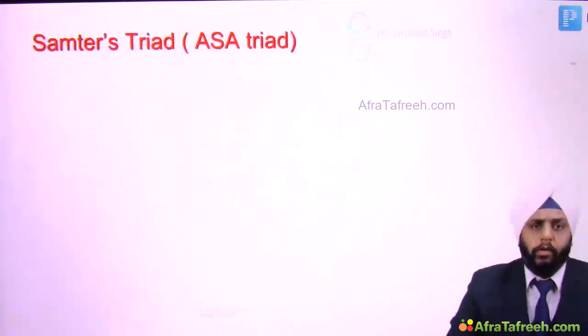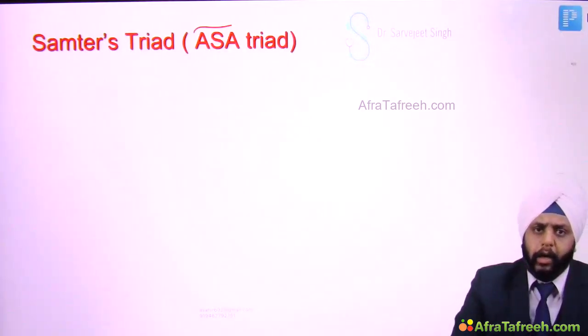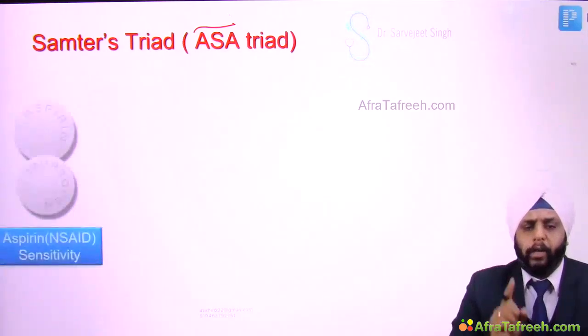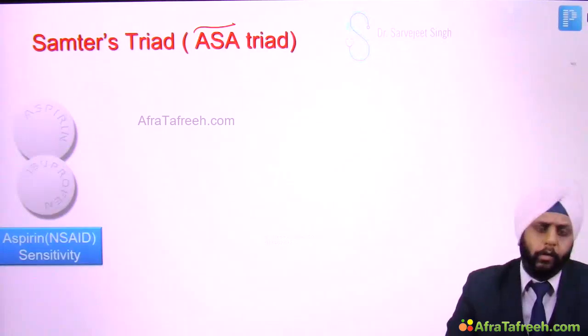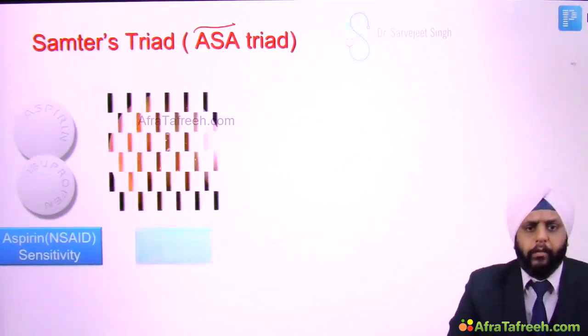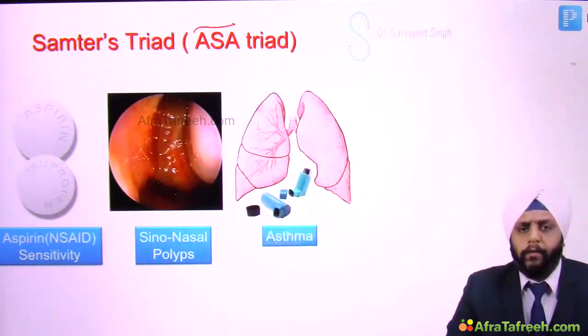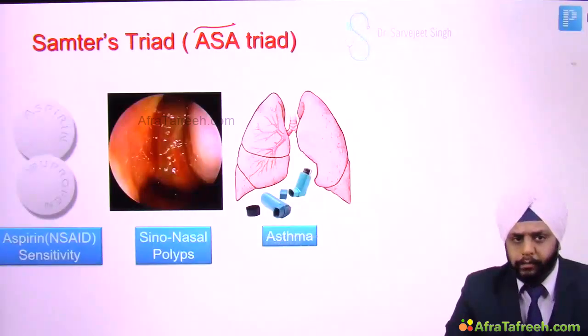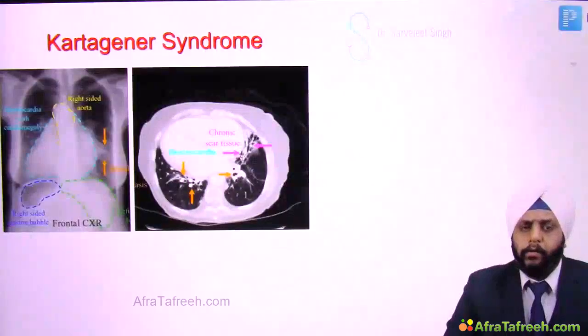All right. So number 1, Samter's triad, also known as ASA triad. So what do I mean by ASA? Number 1, aspirin sensitivity. So the patient is allergic to aspirin, or you can say NSAIDs. Number 2, we have sinonasal polyps, and number 3, we have asthma. So ASA, right? Okay.